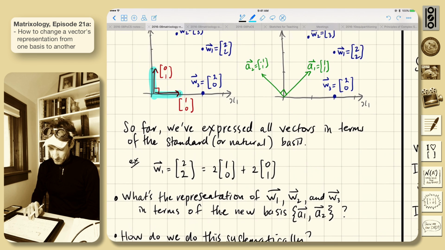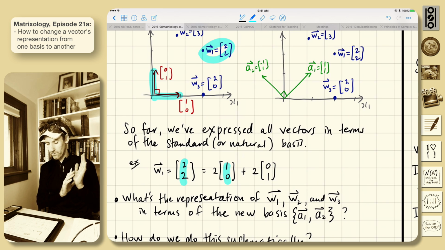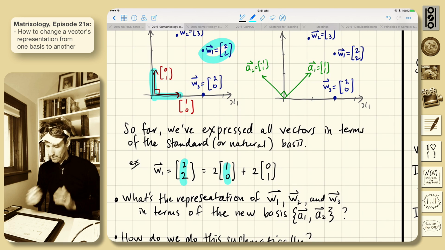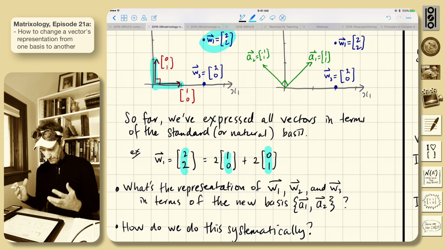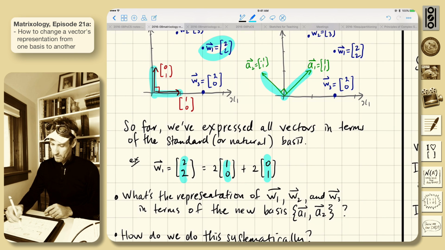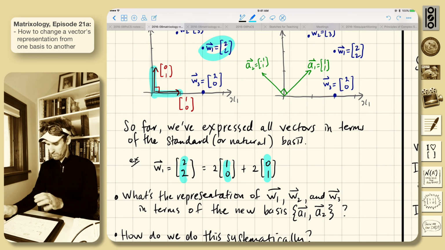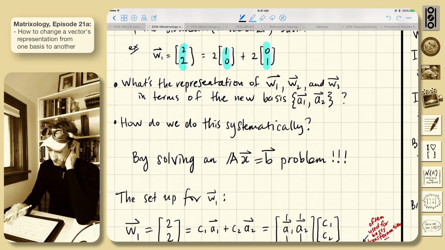W1, for example, here, is just 2 times A1 plus 2 times A2. Just add those together. Good. So how do we get the representation of W1 in terms of these bases here? How do we do that mathematically? We could kind of see this one, not really to scale. W1 would be 2 times A1 and 0 times A2. How do we get that? And how do we do it systematically?